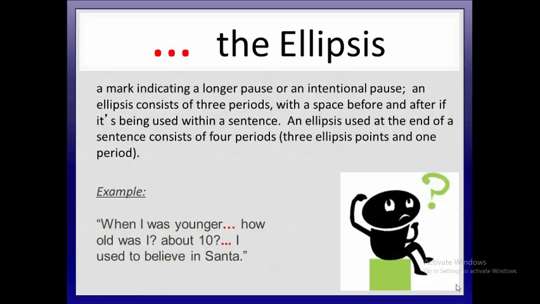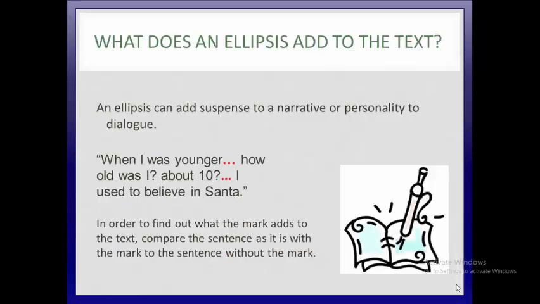"How old was I? About 10... I used to believe in Santa." Also here, the second usage of the ellipsis shows only three points because this is within the sentence. Okay, what does an ellipsis add to the text? An ellipsis can add suspense to a narrative or personality to the dialogue. So if you want to show suspense and action like that, and you want the reader to think deeply about something, you have to use an ellipsis. "When I was younger... how old was I? About 10... I used to believe in Santa."